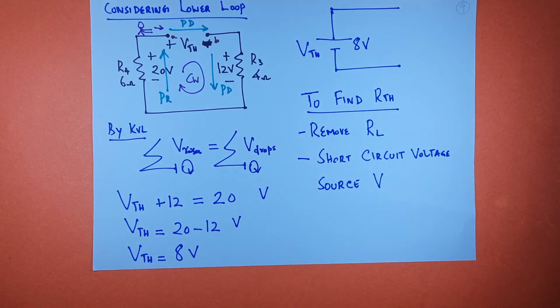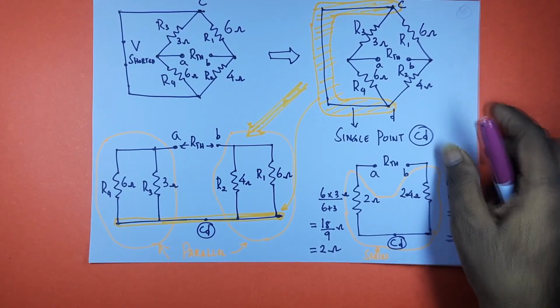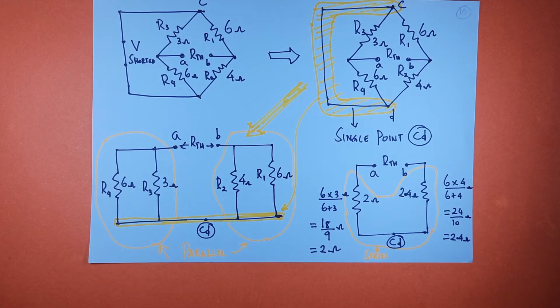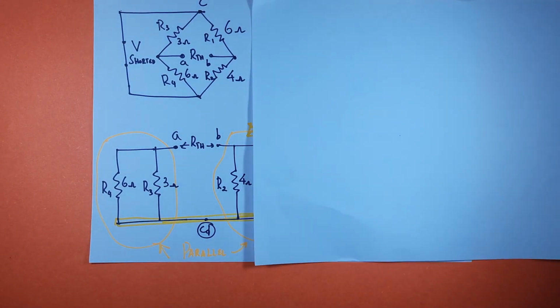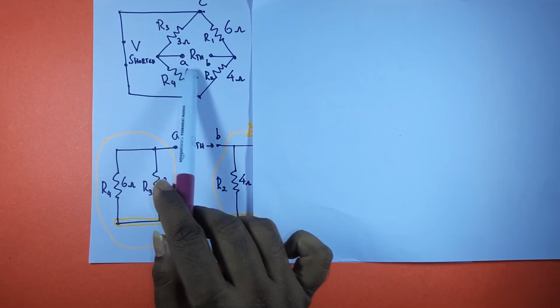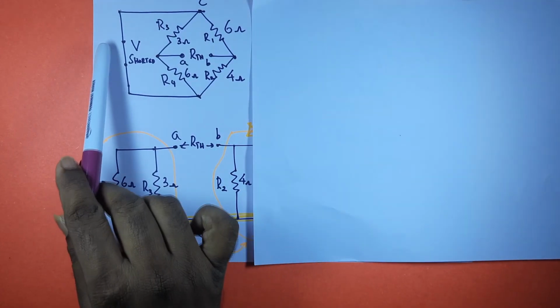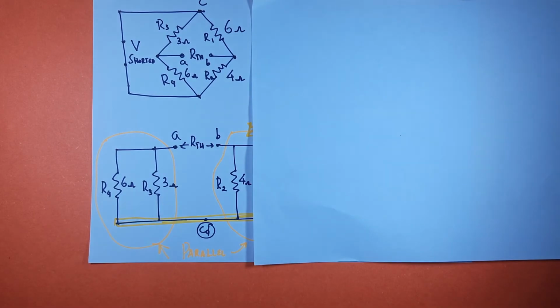Next we will find out what RThevenin is. To find RThevenin, remove RL. Already we have removed RL. First you have to remove RL and short circuit the voltage source V. We will see it in a step-by-step manner, then only you can understand that. So I can close this. What we have done is, we removed the load resistor RL and we have short circuited the voltage source.